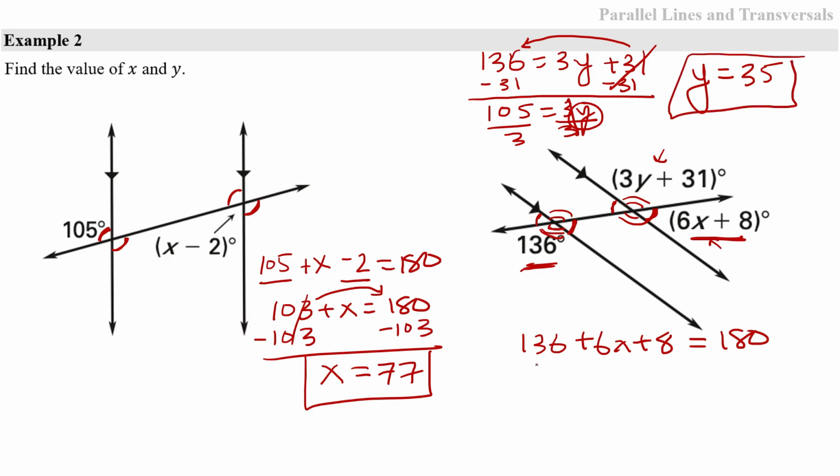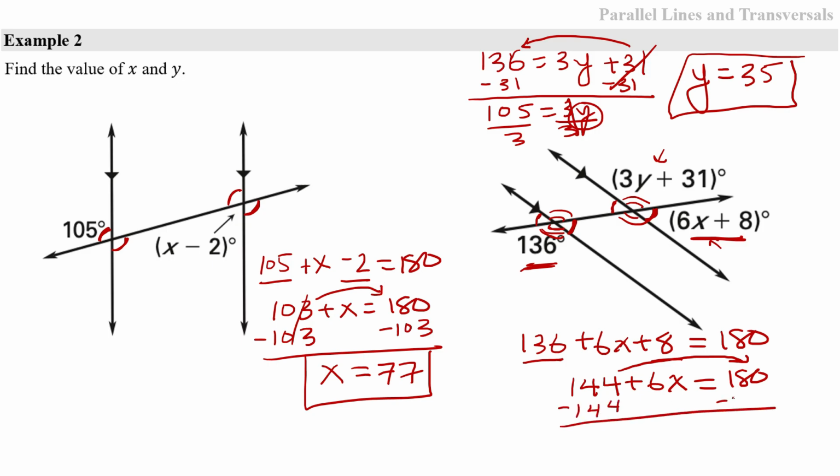For the bottom one here, same thing. I can combine like terms. 136 plus 8 is going to be 144. And then plus 6x is equal to 180. I can bring the 144 here to the right by subtracting 144. This cancels, and I'm left with 6x equals 180 minus 144, which is 36, and then I can divide by 6 and divide by 6. This will cancel, and I get that x equals 6. And there's my final answer.